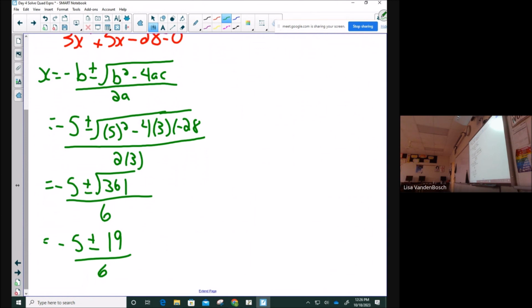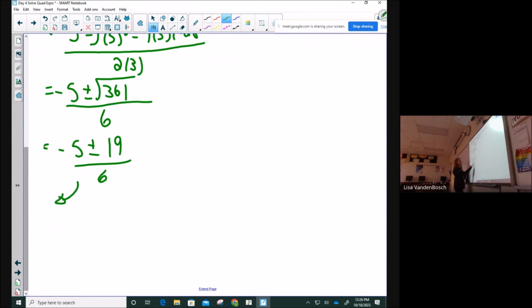We'll just do the stuff under the root sign first, one thing at a time. Now we're going to break it up and get our two answers. One of them is negative 5 plus 19 divided by 6. The other one is negative 5 minus 19 divided by 6. So we're just taking the plus and the minus.